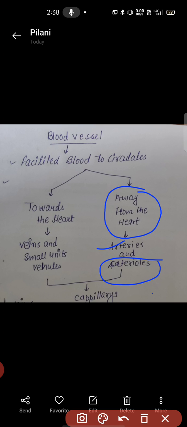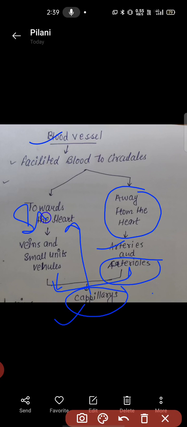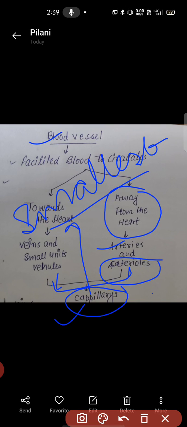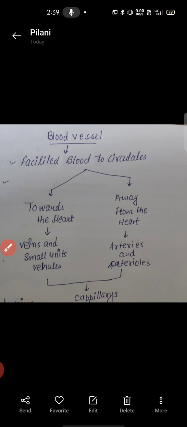Then arterioles and venules are interconnected at another type of blood vessel known as capillary. Capillary is the smallest unit of blood vessels. If somebody asks you the smallest blood vessel, it is capillary. Capillary is smaller than the venules and arterioles also. Sometimes this question comes in the exam in your question paper.